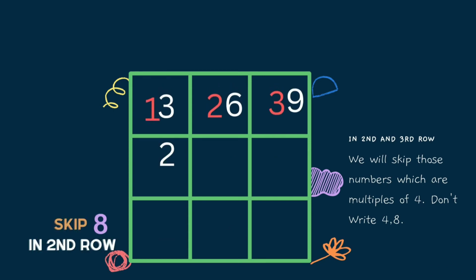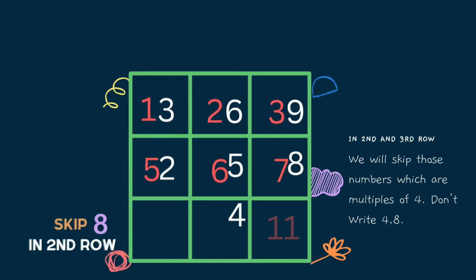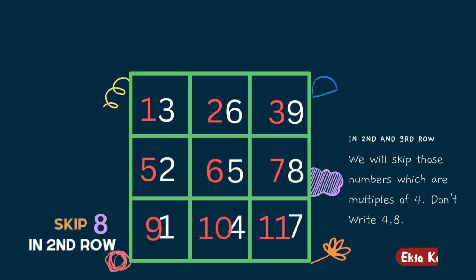Now only the third row is left to apply the trick, right? Our trick is to skip those numbers which are multiples of 4, right? So I would not write the number 8 at the third row. Move to the next numbers which are 9, 10 and 11. The numbers we get at the third row are 91, 104 and 117.